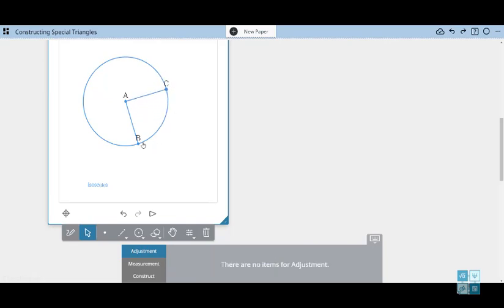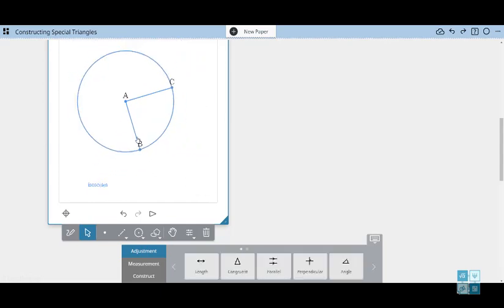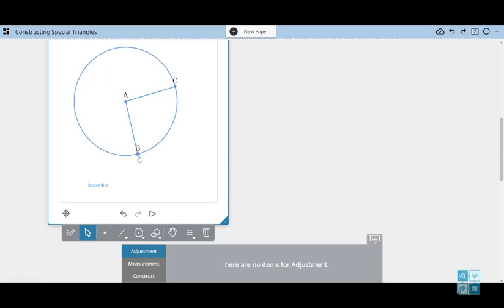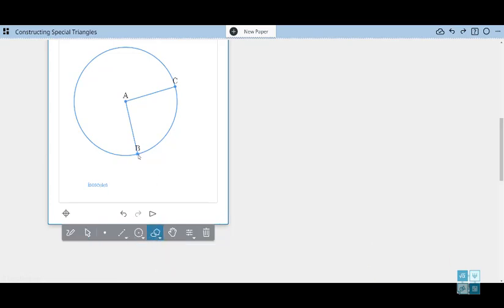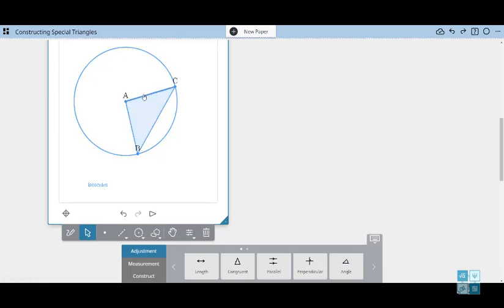I could measure them. I don't really need to. We're not going to. And if I change the size of the circle, they're still congruent, right? Because they're still connecting that center to the point equidistant on the circle. So this is two congruent sides, which is what I need for an isosceles triangle. So now all I have to do is get my polygon tool, or I could just use another segment, but I'm going to use the polygon tool. And here is a triangle that I now know is isosceles because it's got two radii that are congruent.